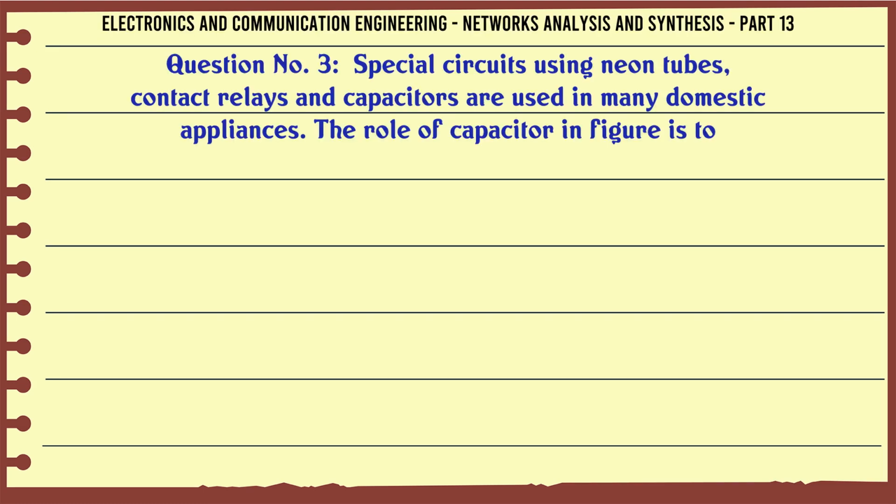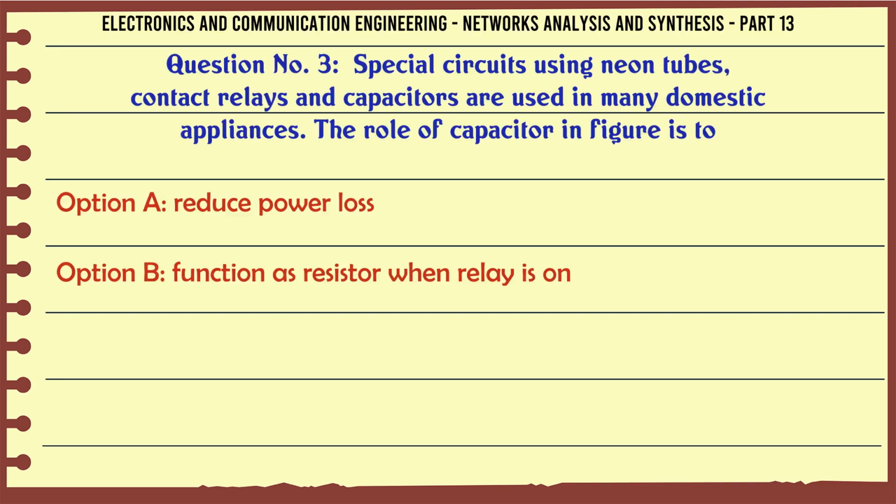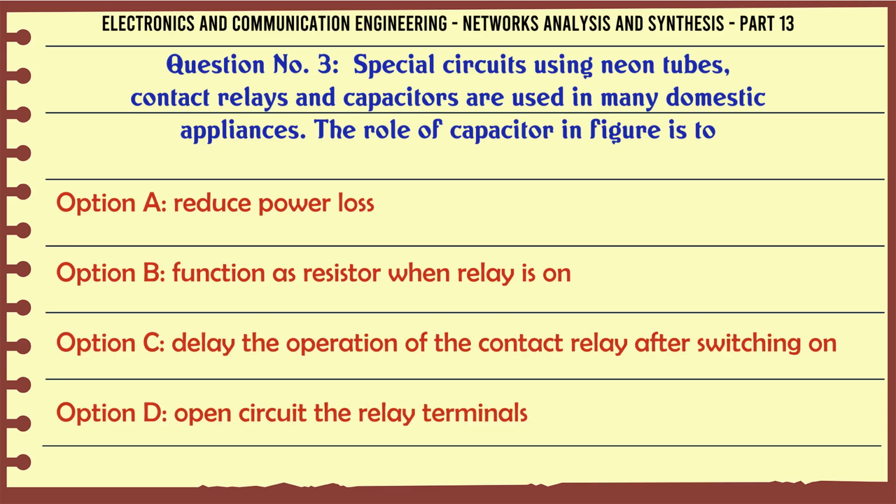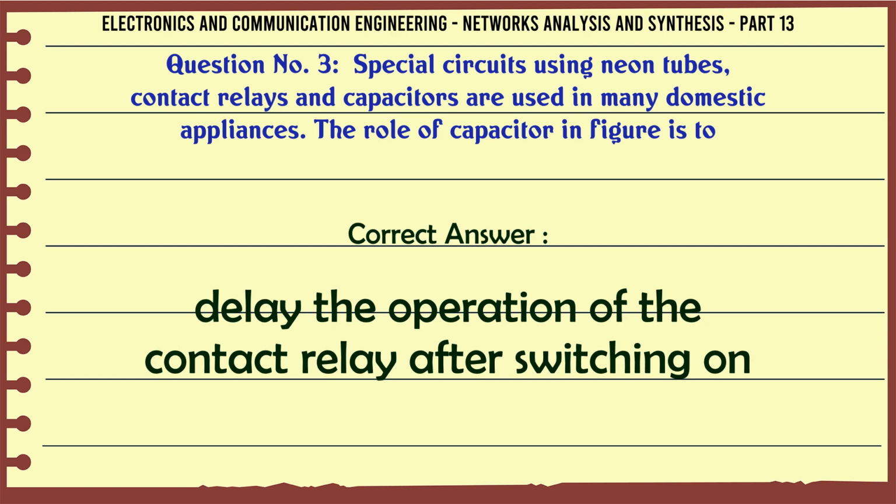Special circuits using neon tubes, contact relays, and capacitors are used in many domestic appliances. The role of capacitor in figure is to A. reduce power loss, B. function as resistor when relay is on, C. delay the operation of the contact relay after switching on, D. open circuit the relay terminals. The correct answer is delay the operation of the contact relay after switching on.